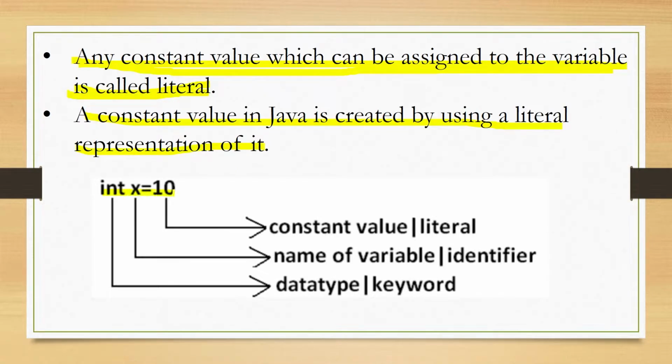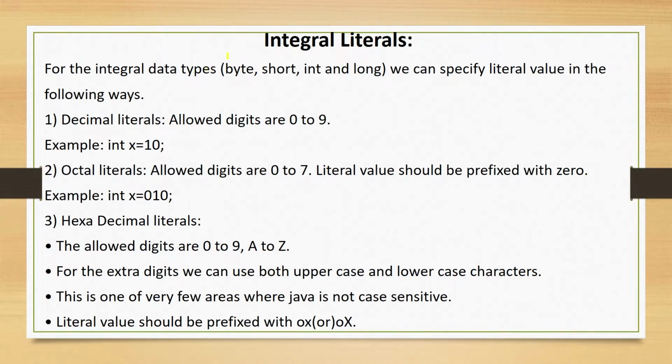Here we have a variable declaration. This int here is the data type and it is a reserved keyword. Then we have x here, it is the name of the variable and it is an identifier. And this 10 here is a constant value and it is a literal. Any constant value which can be assigned to a variable is a literal. In this case this 10 is constant and it can be assigned to a variable, so it is called a literal. There are various types of literals, so we'll take a look at all of them one by one. First let's see integer literals.